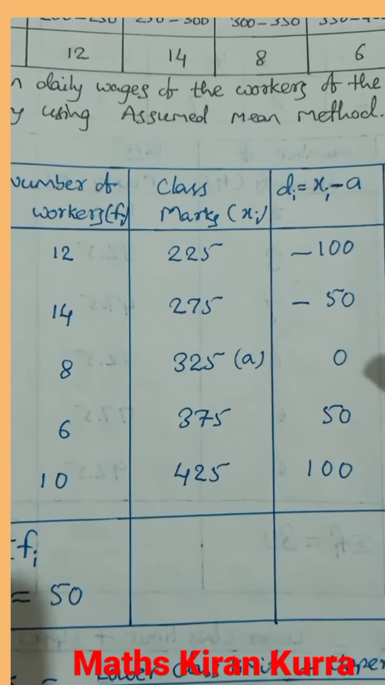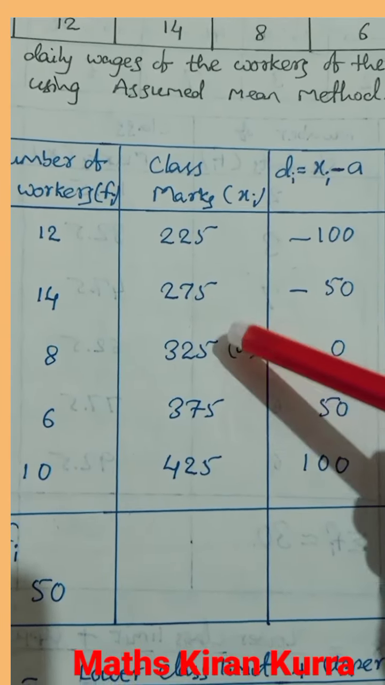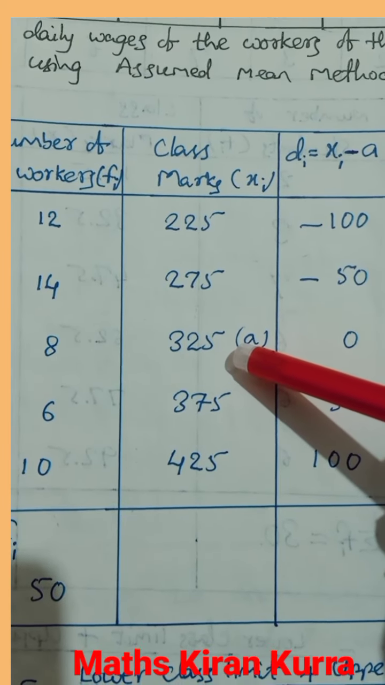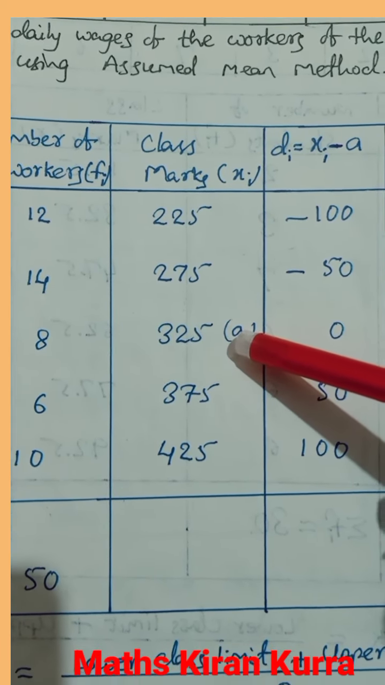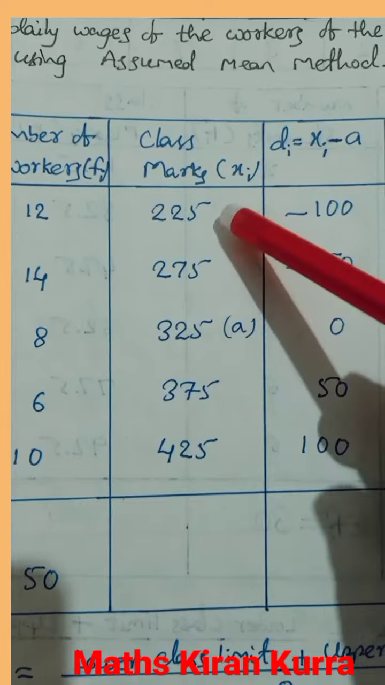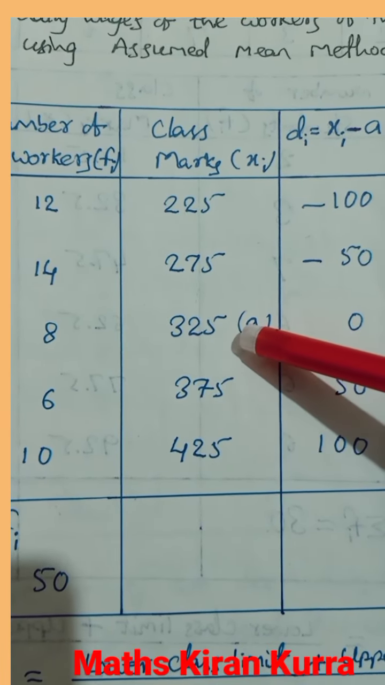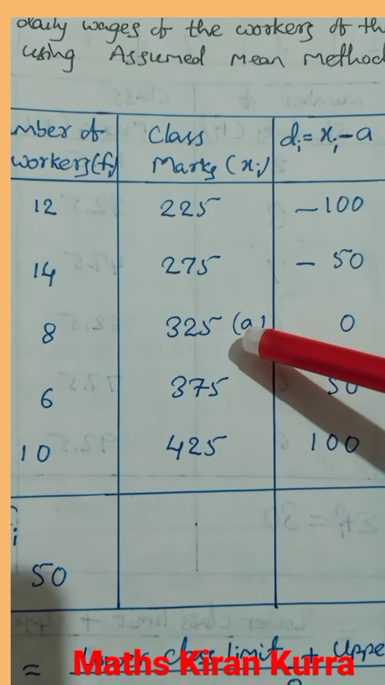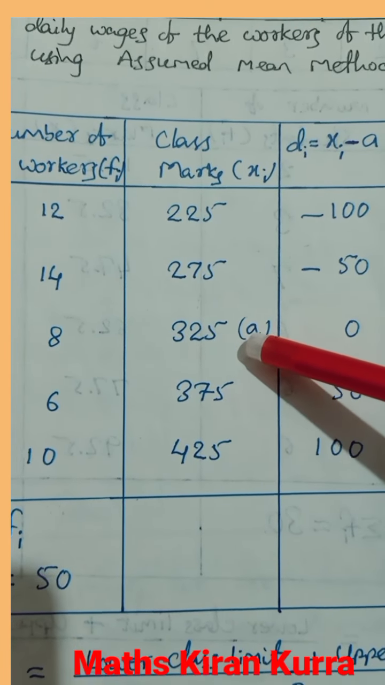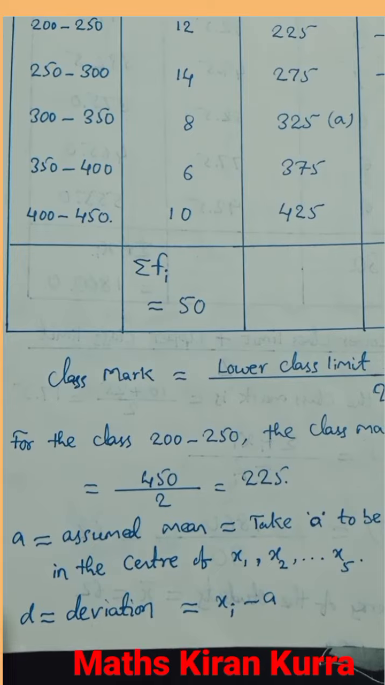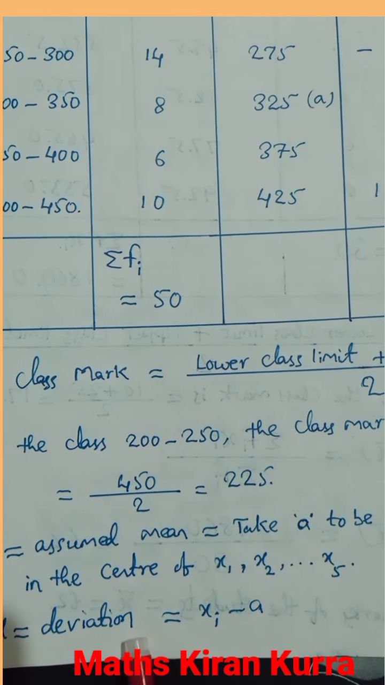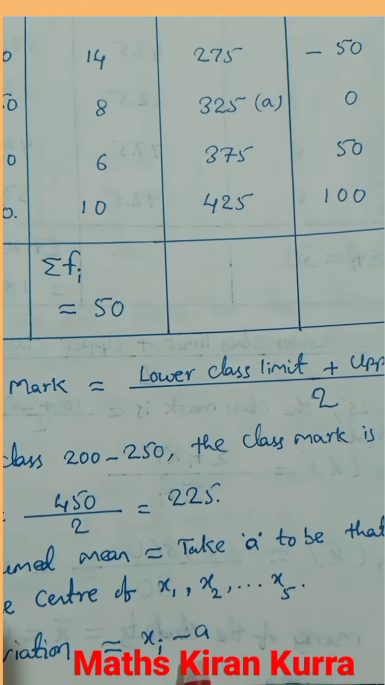Among the xi values we take the middle value. So which is the middle value? That is what we take as the assumed mean. Already we know there are 5 numbers in total, so the third number is the middle value. That's why we take small a equal to 325. Here d is the deviation. It is equal to xi minus a.